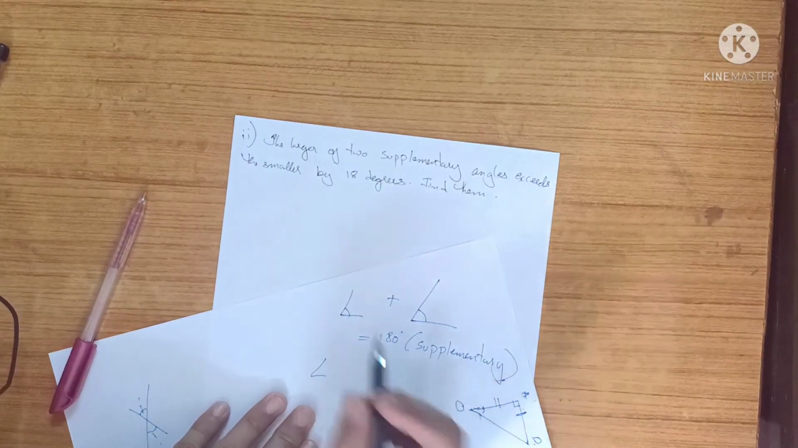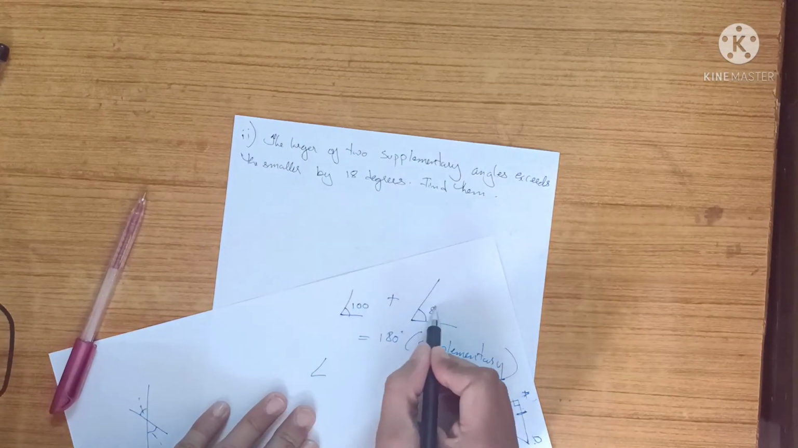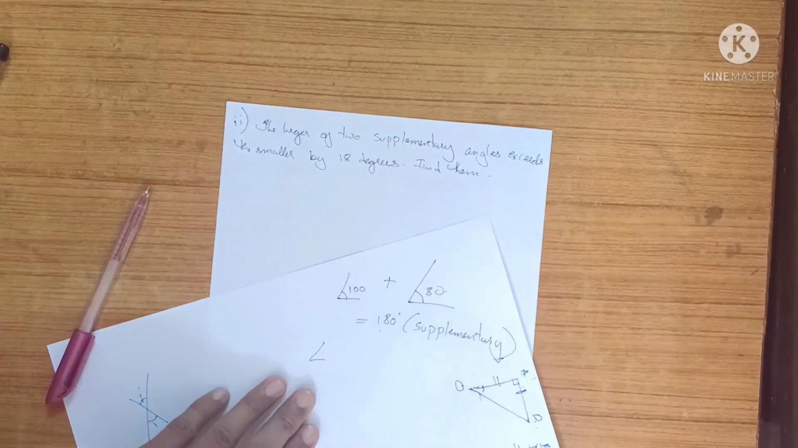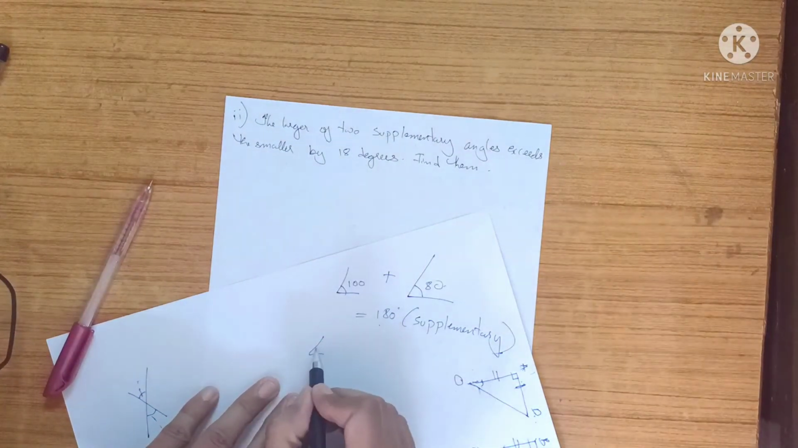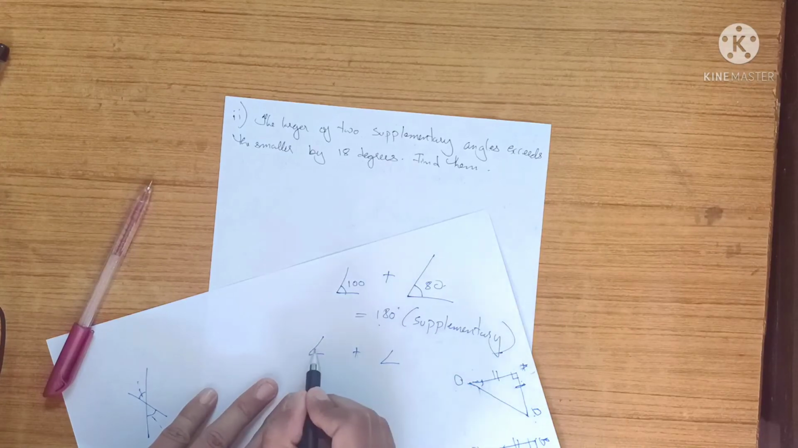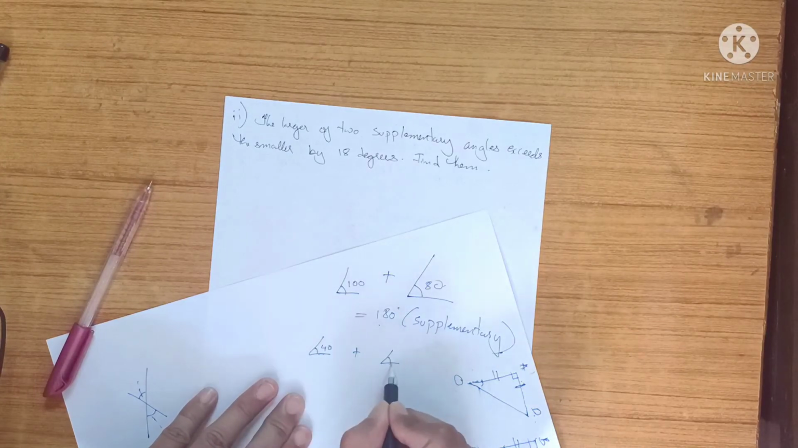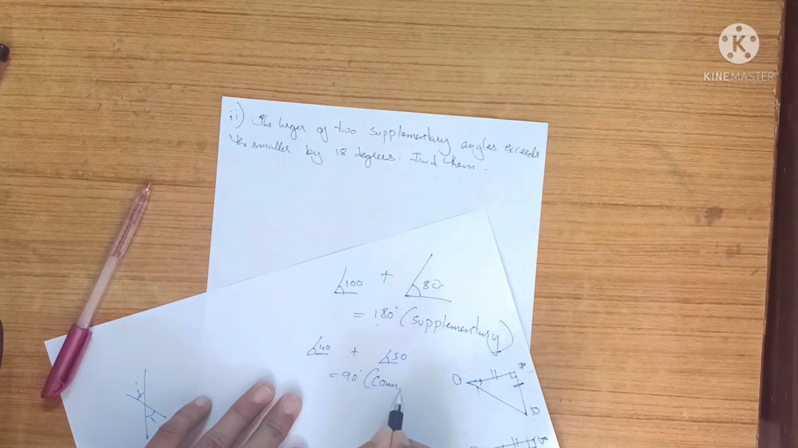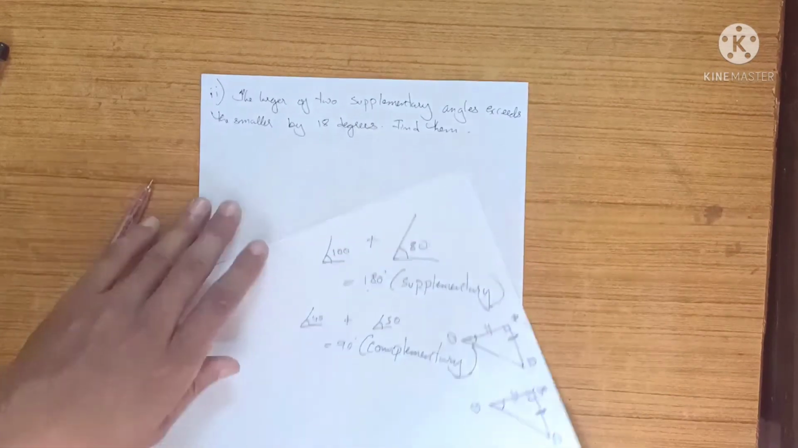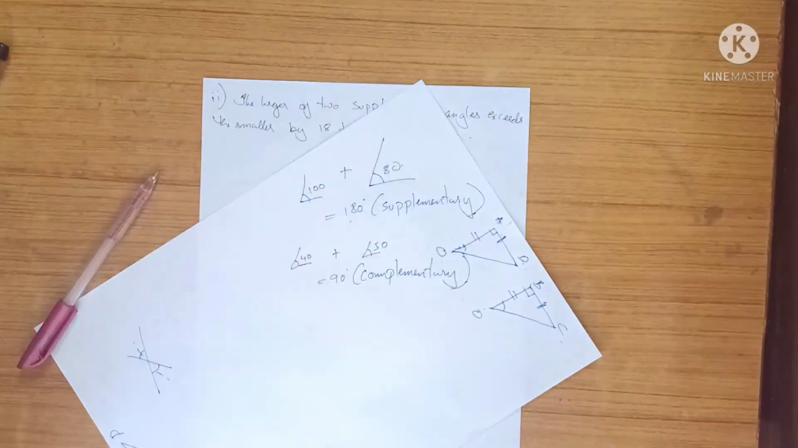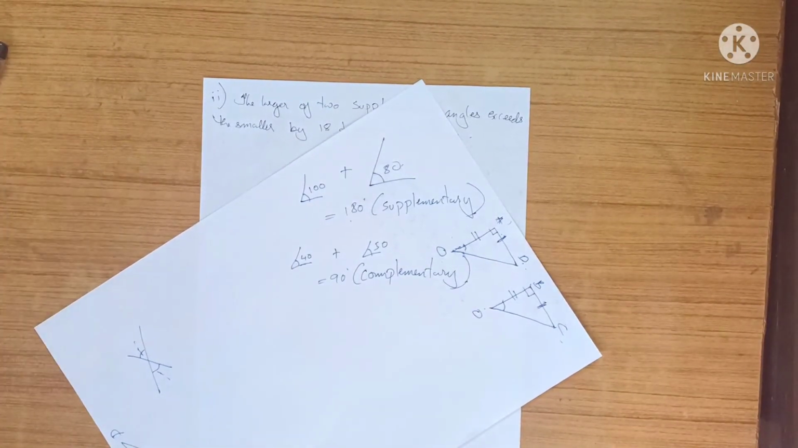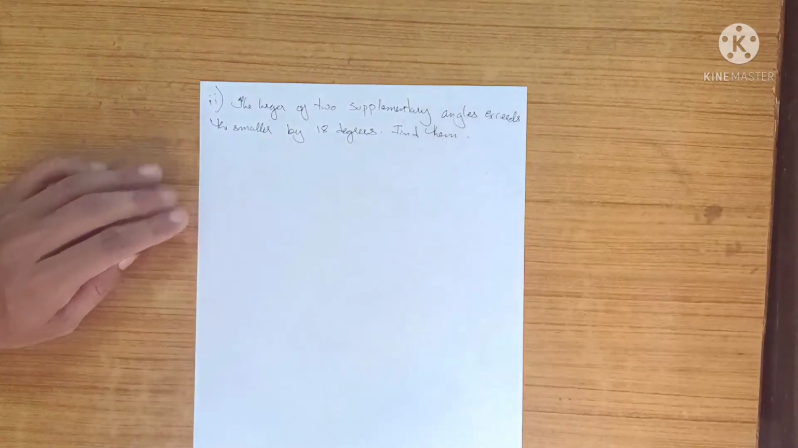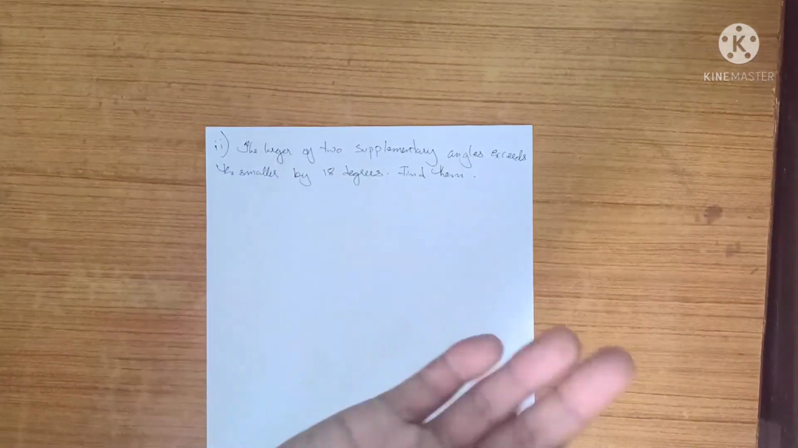For example, this can be 100, this can be 80, so 100 plus 80 is 180, so these are called supplementary. And if two angles are there, for example, if this is 40, this is 50, and you add them up, you're getting 90, so these are called complementary. If you don't know this stuff, you have to write it down and keep it, because in multiple choice they use this kind of question a lot. So supplementary means 180.